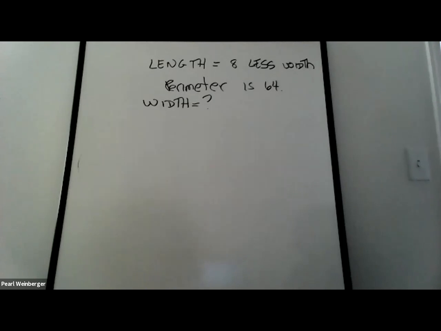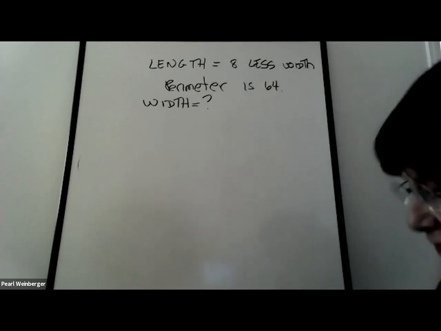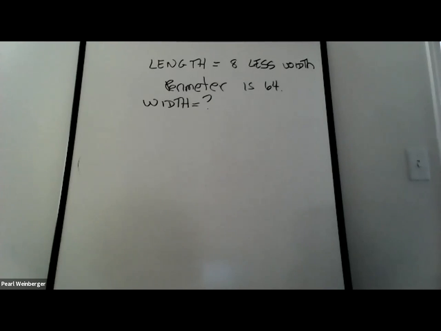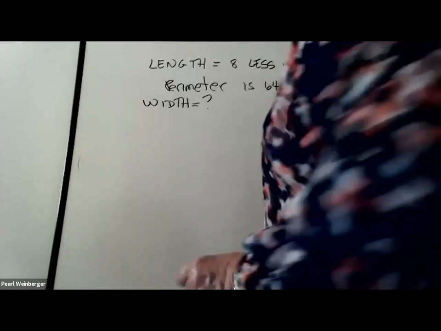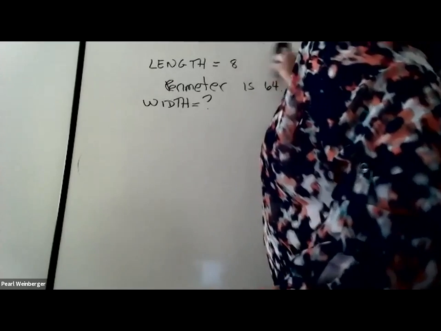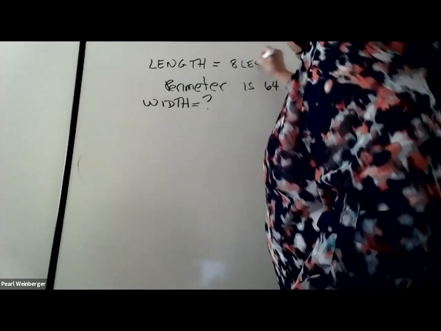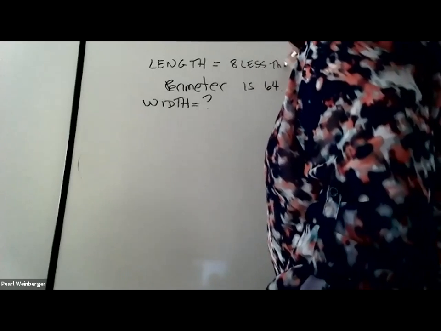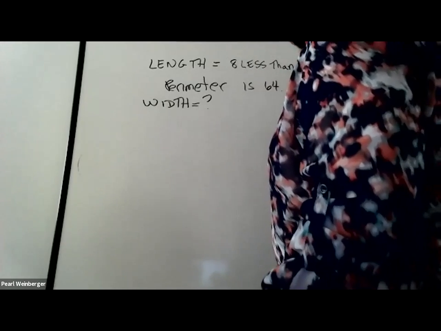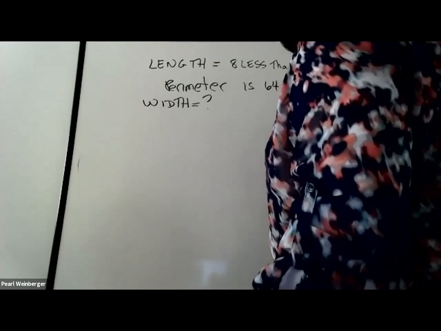Excuse me, Professor. That says 8 less width. The length is 8 less than the width. I guess I should write it more clearly. Oh, okay. It's on your sheet, that's why I didn't write it down. Here it was. 8 less than width. That clearer? Yeah, thank you.